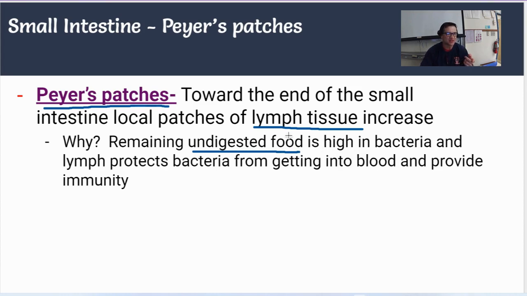These Peyer's patches release antibodies, and those antibodies are going to bind with those pathogens, and it's going to help to destroy them. So these Peyer's patches, part of the immune system, are going to protect you from pathogens like bacteria. Your small intestine also has beneficial bacteria, which helps you digest food.